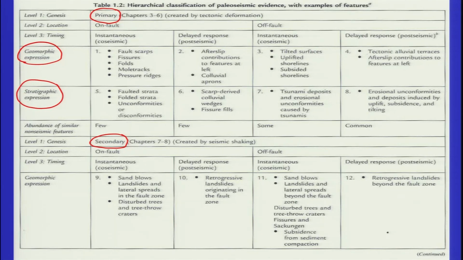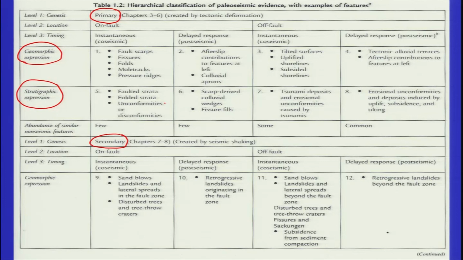Coming to on fault, instantaneous co-seismic, you will have fault scarps, fissures, folds, mole tracks, pressure ridges, etc. That will be your geomorphic expression, whereas in your stratigraphy you will have faulted strata. Displacement will be evident when you look at the section and the sediment succession, and in folded strata you will have unconformities or discontinuities.